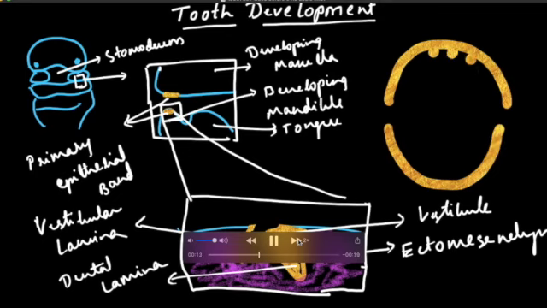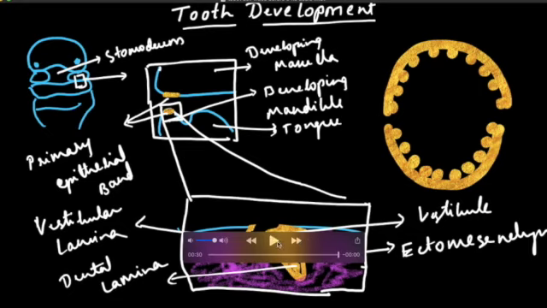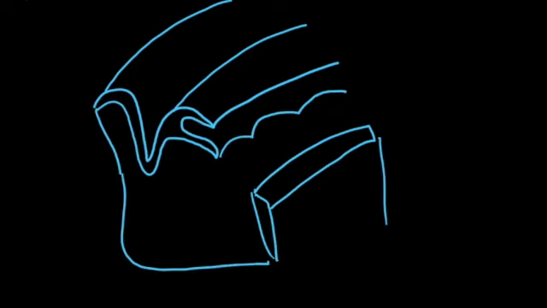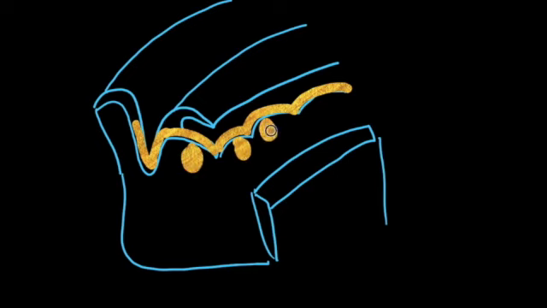On each of these dental laminae at 10 different locations, there is proliferation of cells as buds into the underlying ectomesenchyme, which correspond to the primary dentition. This is an attempt at a 3D view to show the location of the dental lamina beneath the oral ectoderm and how the tooth buds are arising from this dental lamina on the arch.